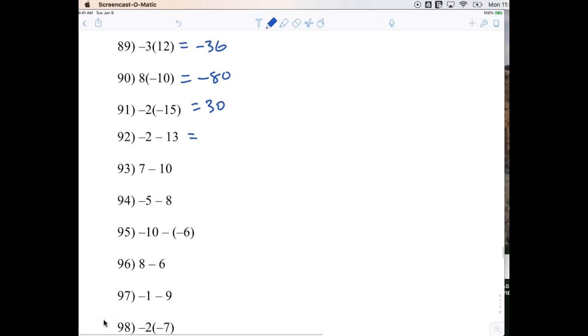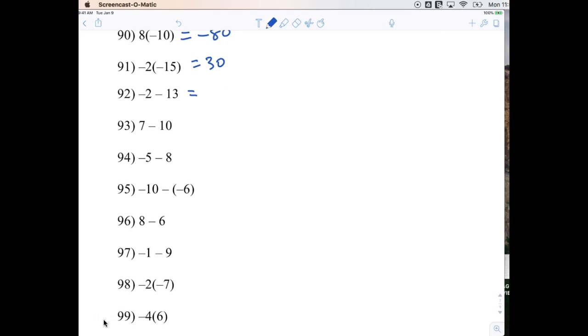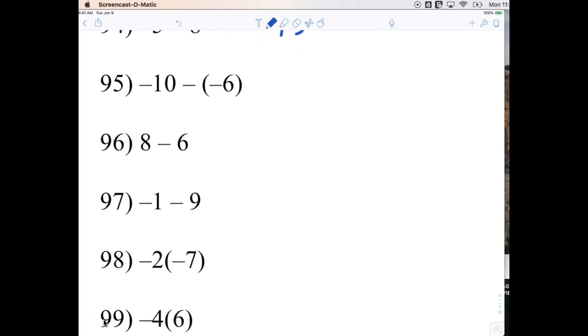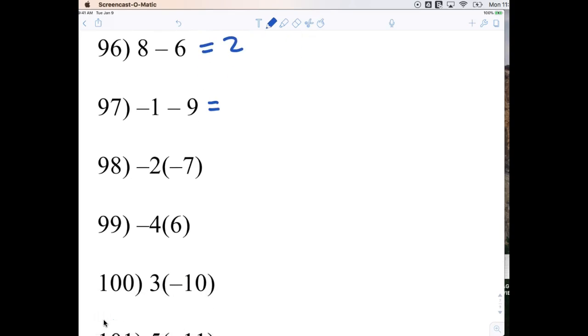Negative 2 minus 13. Stop. Negative 2 minus 13. How much? Oh, negative 15. Thank you. Negative 15. 7 minus 10. Negative 3. Negative 5 minus 8. Negative 13. Now here you have to be careful on number 95. The double negatives right next to each other make it. So negative 10 plus 6 is negative 4. Okay, 8 minus 6. Negative 1 minus 9.